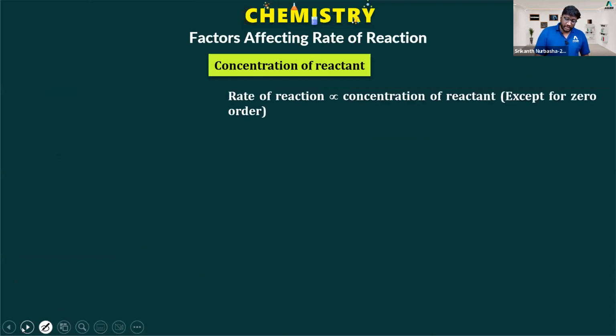Then concentration of reactant. Rate of reaction is just because of collisions as per collision theory. The reaction is happening because of collisions. More number of reacted molecules, more will be the collisions. Obviously, greater number of reacted molecules will be there whenever concentration is high. So concentration of reactant and rate of reaction are directly proportional.